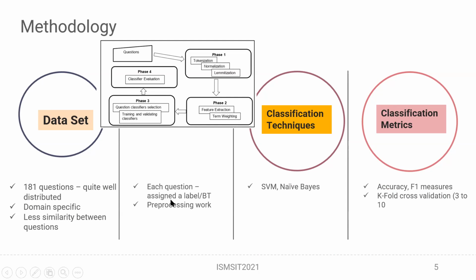It's quite well distributed in terms of the labels: knowledge, application, and evaluation, so that it will not really affect the accuracy of machine learning. That's what is meant by quite well distributed labels. Domain specific, because these questions are related to the business area. Of course, in the future I might try other domains. And then less similarity between questions. Whatever the 181 questions, the similarity between one question and another is very low.